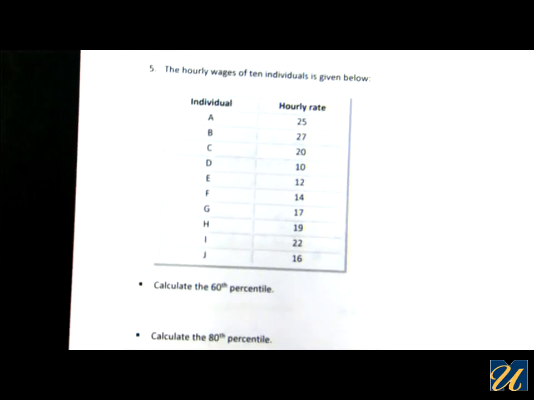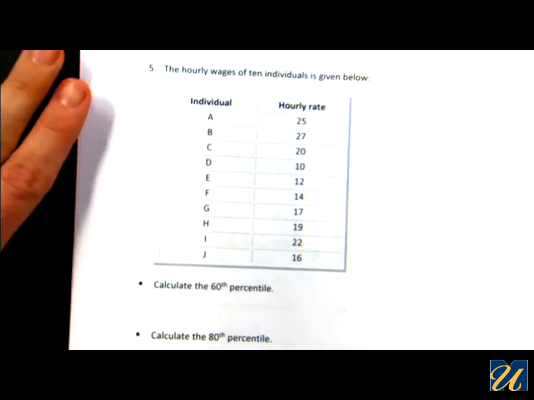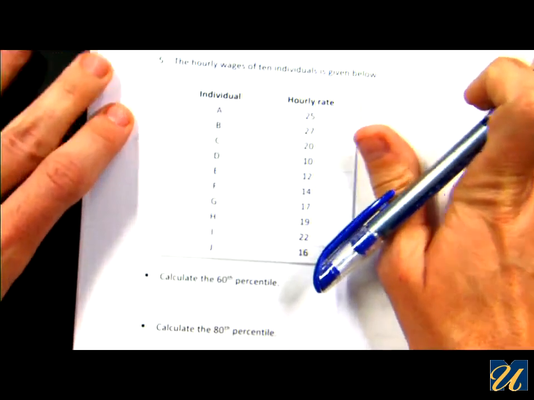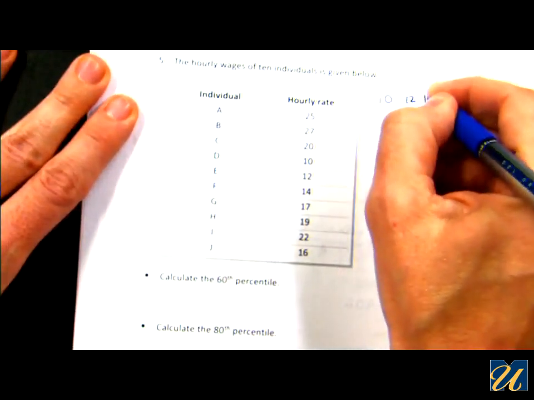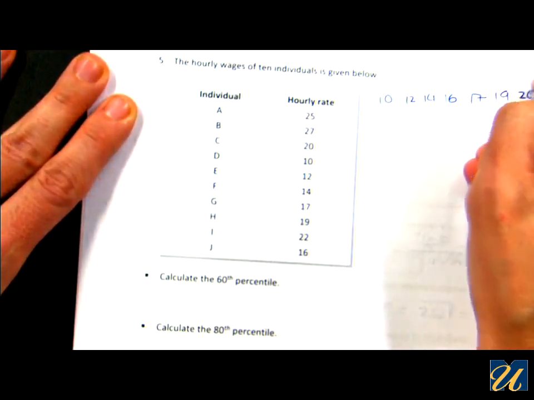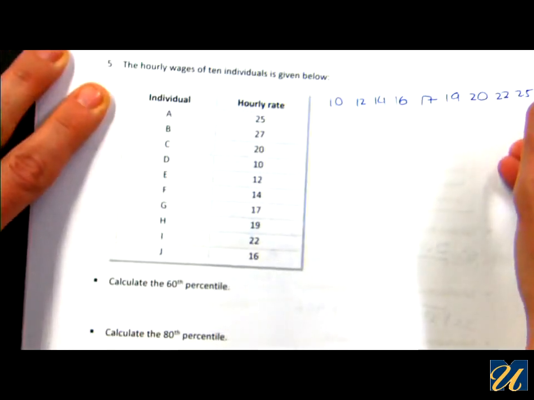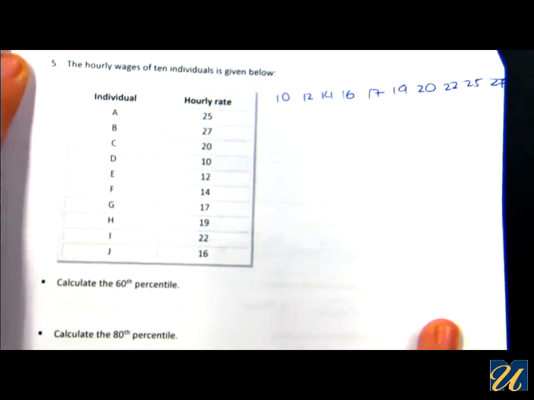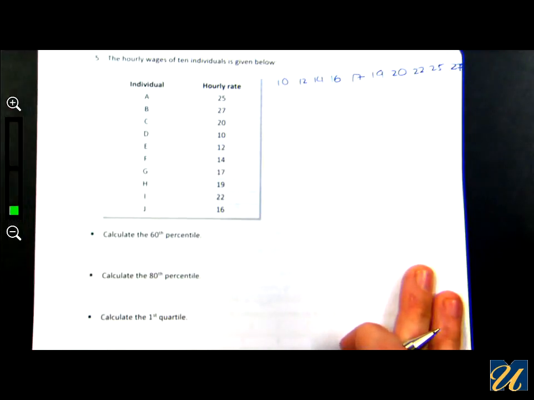Now, the hourly wages of 10 individuals is given below. You have all your entries. We first place the data in order. So we will have 10, 12, 14, 16, 17, 19, 20, 22, 25, and 27. Always, whenever you're looking for percentiles, you want to make sure that your data is always in order.